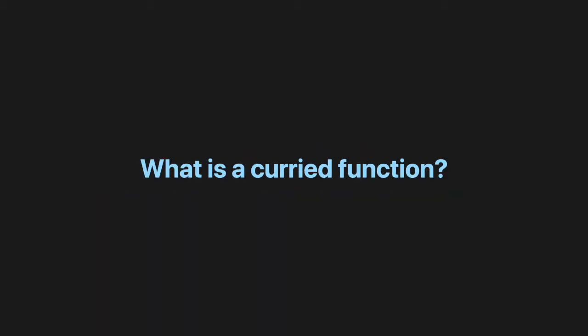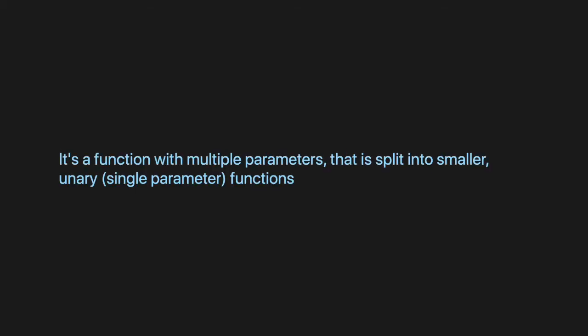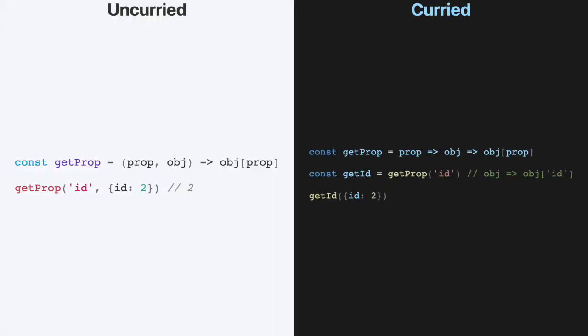All right, so the obvious question is, what's a curried function? Well, a simple definition is that it's a function with multiple parameters that has been split into smaller unary functions. Unary just meaning single parameters. A lot of stuff on the screen, I know.